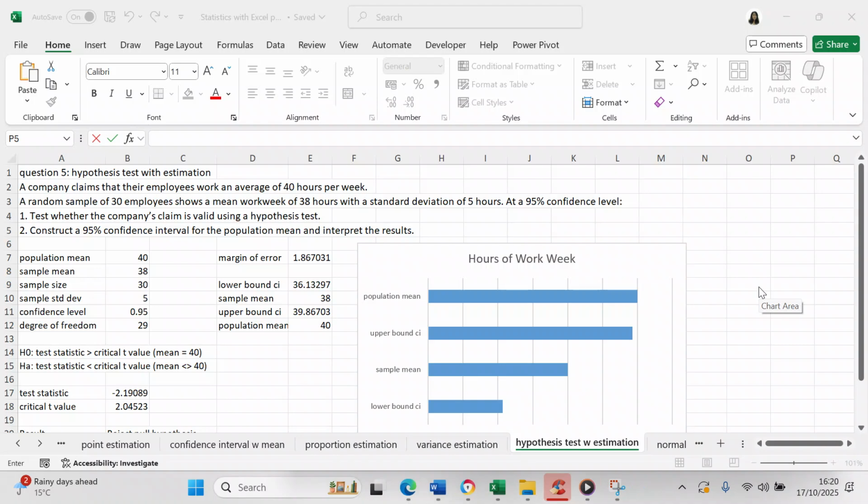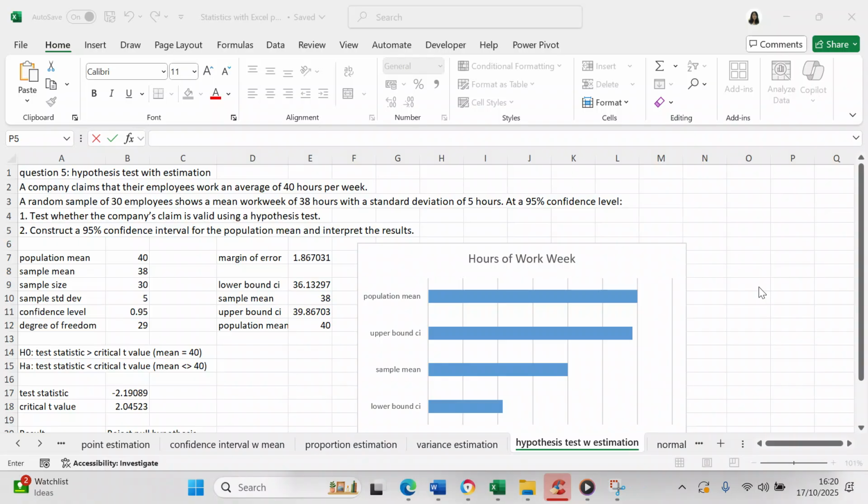In this particular video, we're going to do a practice question with a hypothesis test with estimation. The practice question is, a company claims that their employees work an average of 40 hours per week. A random sample of 30 employees shows a mean work week of 38 hours with a standard deviation of 5 hours. At a 95% confidence level.